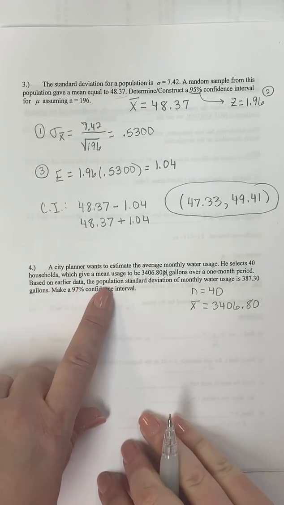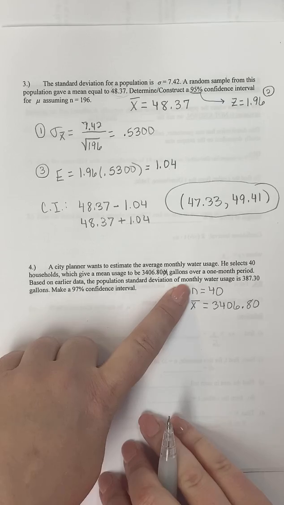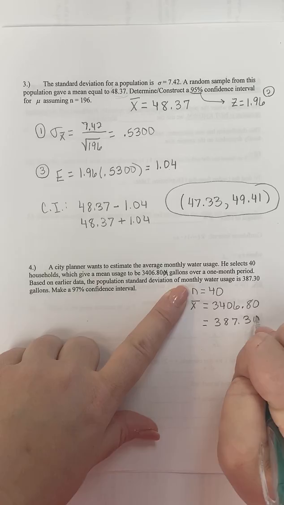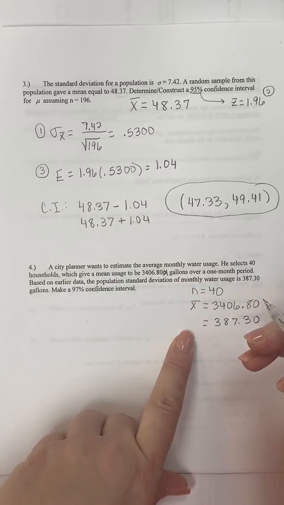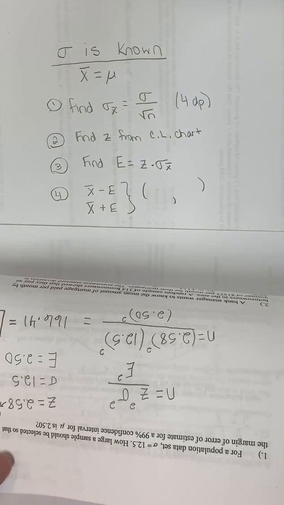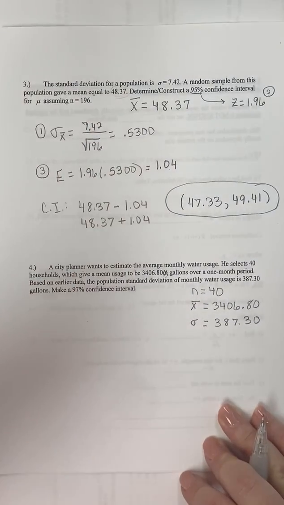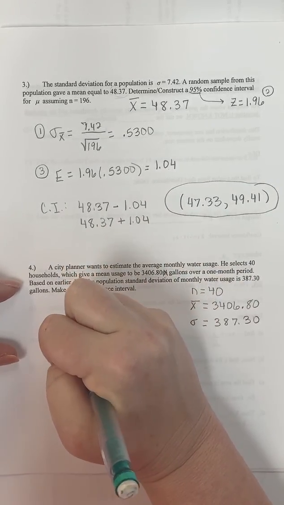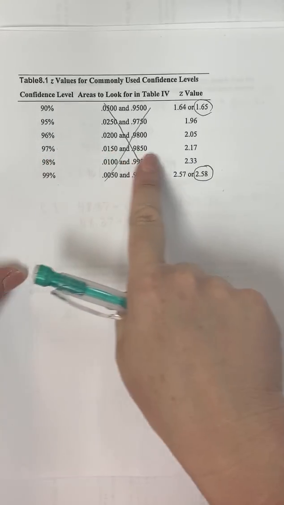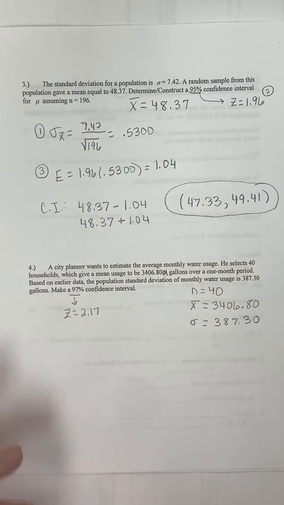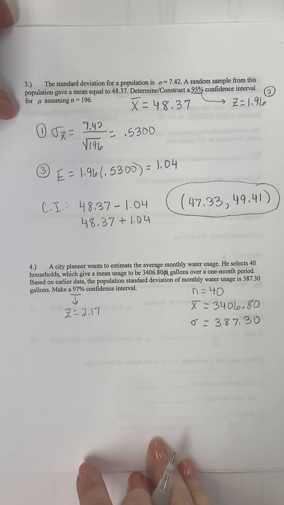Based on earlier data, the population standard deviation of monthly water usage is 387.30. What is the population standard deviation? Sigma. We're using these steps. That's extremely important that you know what that means. Okay, and a 97% confidence interval. We'll go to our chart. 97 gives us a z of 2.17. There we go. Okay, we're ready to begin.